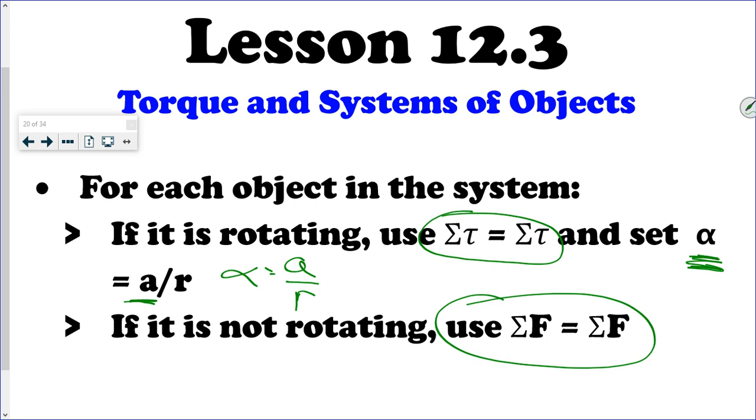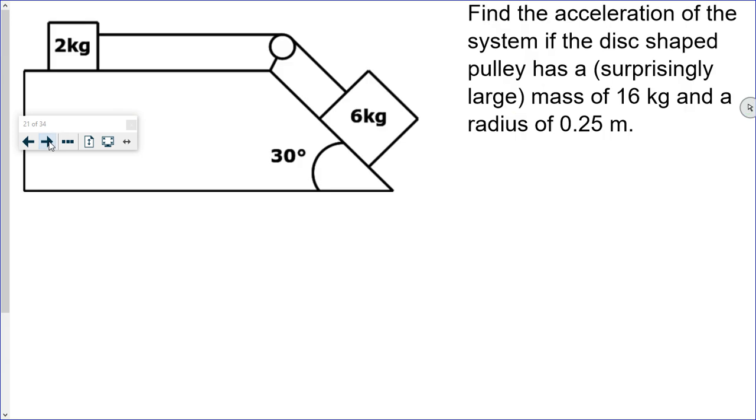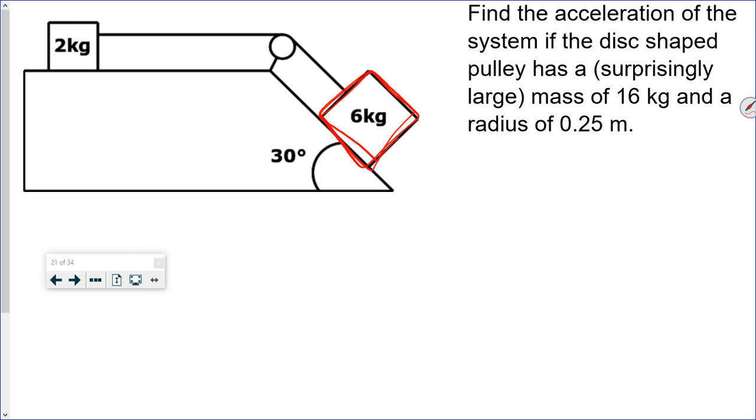So probably the easiest way to do this is to just do an example. We've done problems like this before. Here we've got this 6 kilogram block sitting on an inclined plane, which is inclined, despite the crappy drawing, at an angle of 30 degrees. And then we've got this 2 kilogram object over here, and it's going to move.